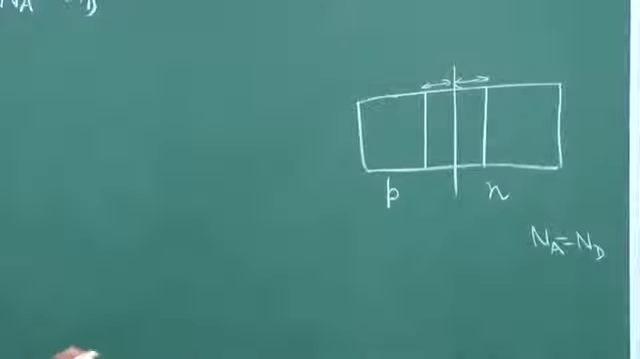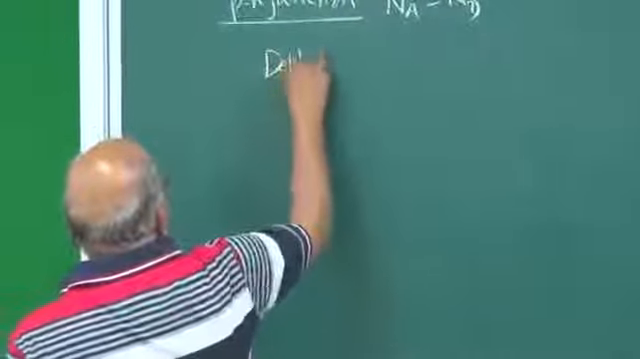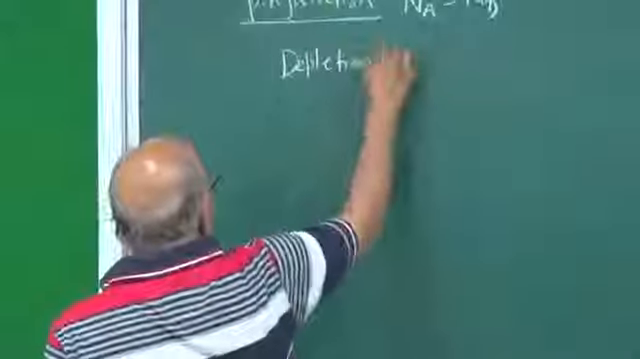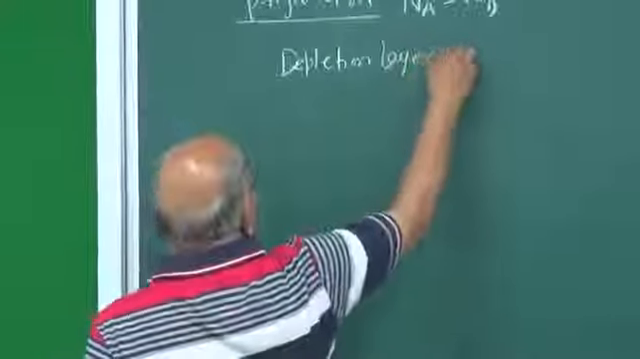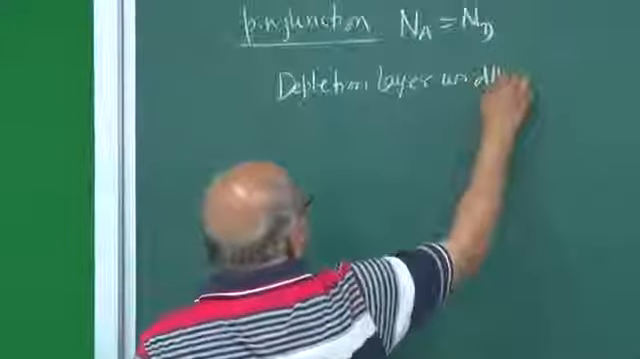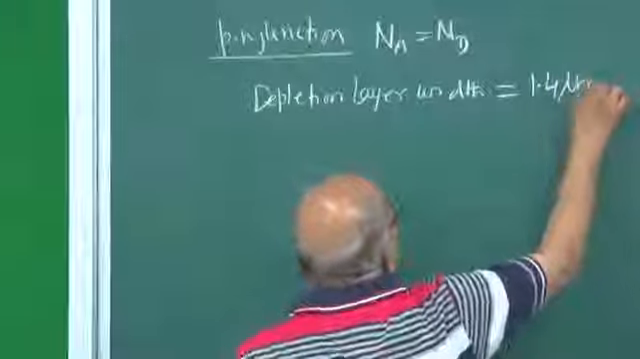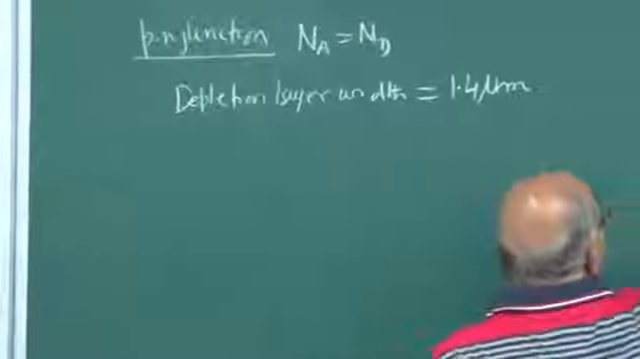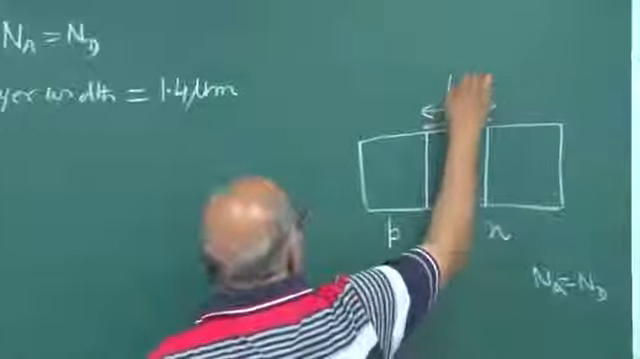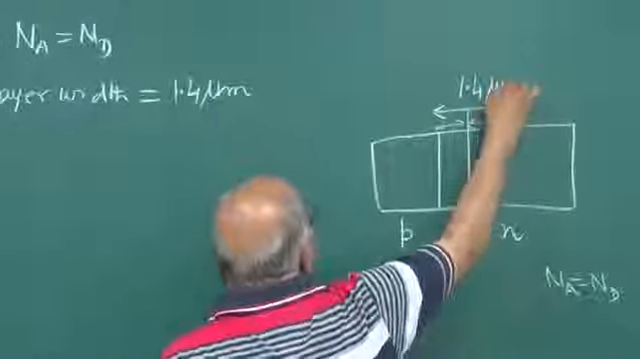The depletion layer width is 1.4 micrometers. Okay, so the depletion layer width is given as 1.4 micrometers. So this whole length is 1.4 micrometers. That is given.